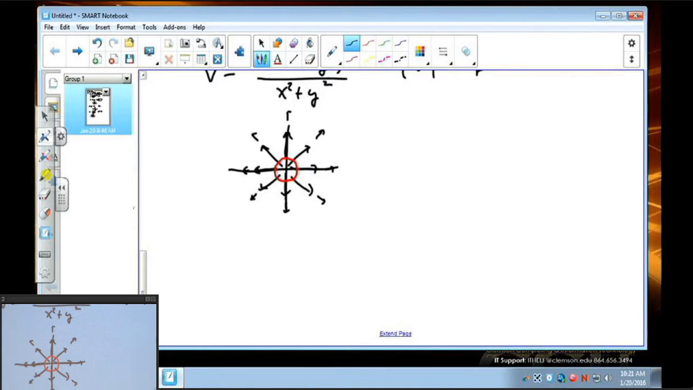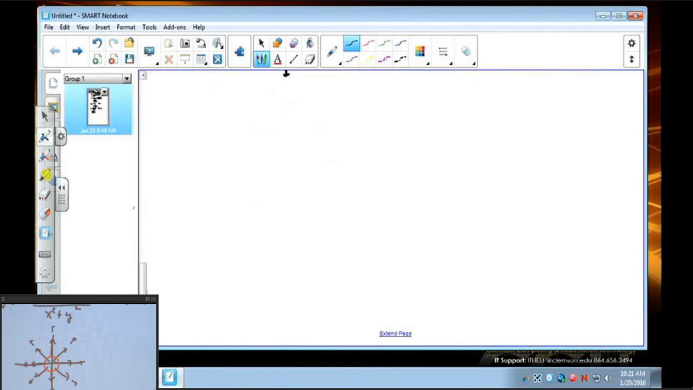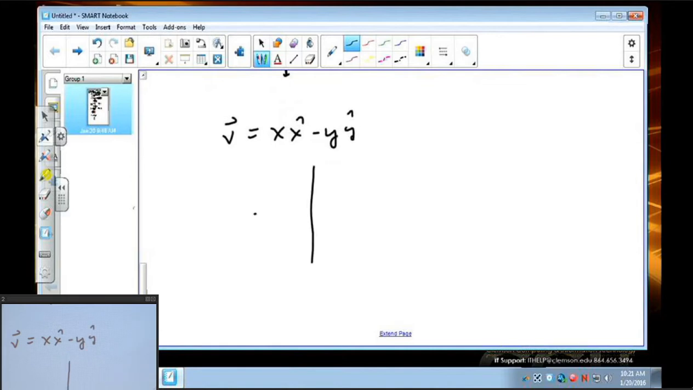Okay, and then a similar one. Okay, so this one was a little bit different. X hat minus y hat. Just change the sign on the y component, and that gets you into this one that flows inward like this. Flows inward along the y-axis, outward along the x-axis. Looks like this.